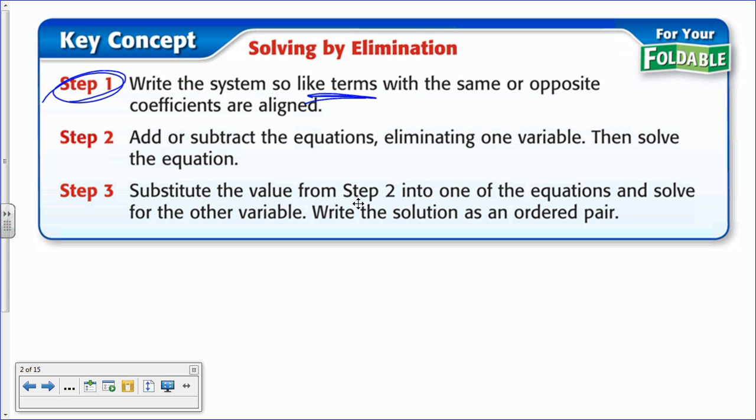Well, this is the same concept here. But you have to make sure that you have like terms that you can eliminate. You guys with me? It's all elimination. We're trying to eliminate one of the variables so I can solve for the other variable. The second thing you've got to do is add or subtract the equations, eliminate one variable, then solve the equation. So you're also looking to line the like terms up, but you're also looking for what? Opposites. Opposite coefficients. That's what you're looking for.